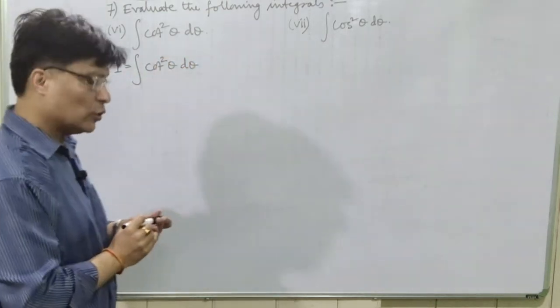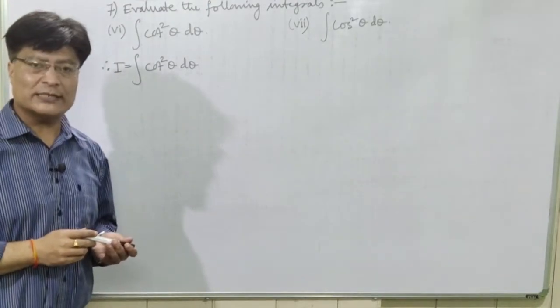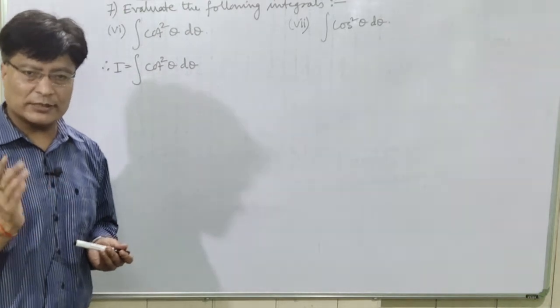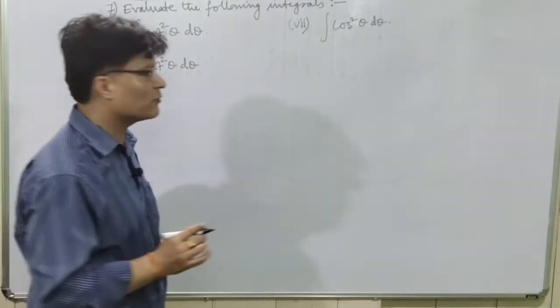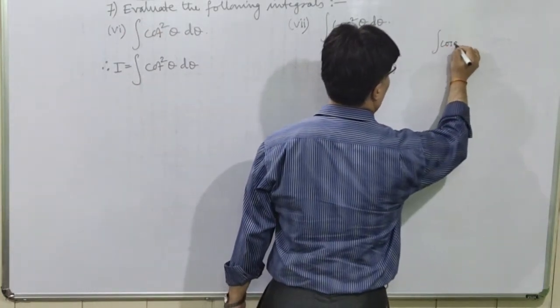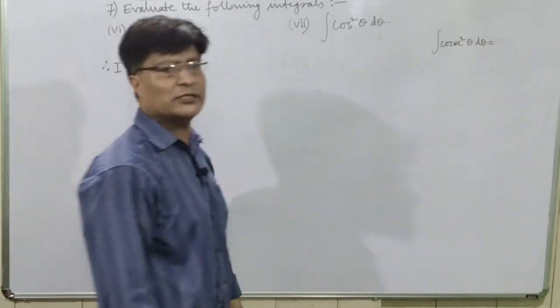Okay, so is there any formula for integration of cot square theta d theta? No, we don't have integration of cot square theta d theta, but we have the formula for integration of cosec square theta, isn't it? That is integration of cosec square theta d theta is equal to, what is this integration?